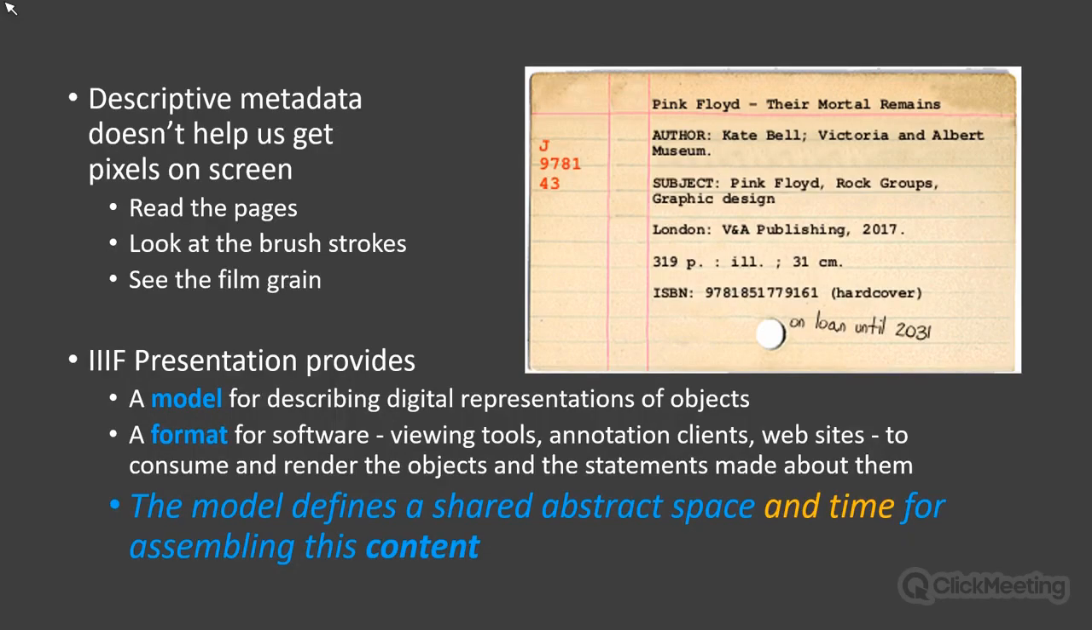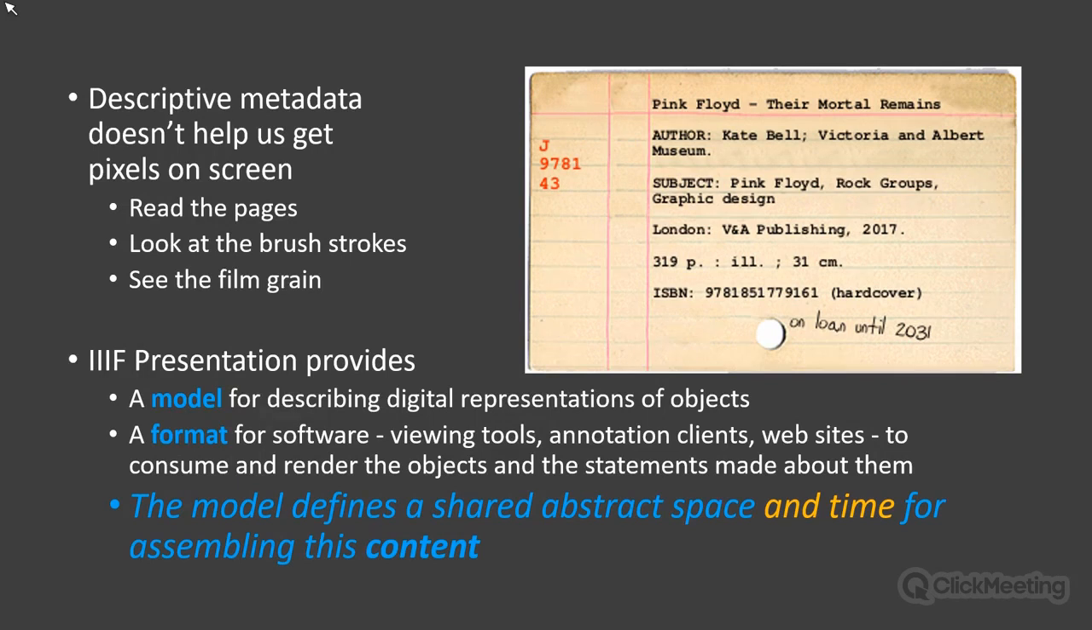And the descriptive metadata, as we've looked at, isn't the thing that gives us access to the content of or on the object. It doesn't help us read the book. It helps us understand what the book is, but it doesn't help us read it on screen. So what IIIF does, accompanying descriptive schemes, is provide a model for describing digital representations of objects, but crucially, a format. IIIF is playable. I go to the Wellcome Library or the British Library, I fetch a IIIF resource. It's a playable resource. If I load that into a viewer or an annotation tool or some other piece of software, it understands that and can render it.